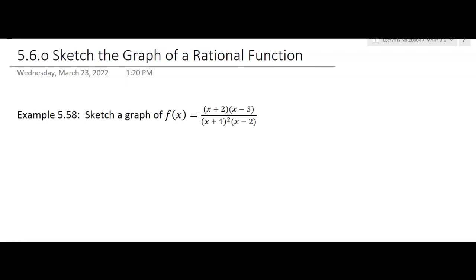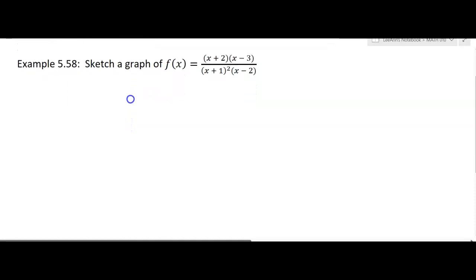Okay, so we're going to go ahead and try to sketch a graph of this rational function. You'll notice that they've already factored it for us. And I said, oh, they probably won't leave it factored. Okay, well, let's find the y-intercept.